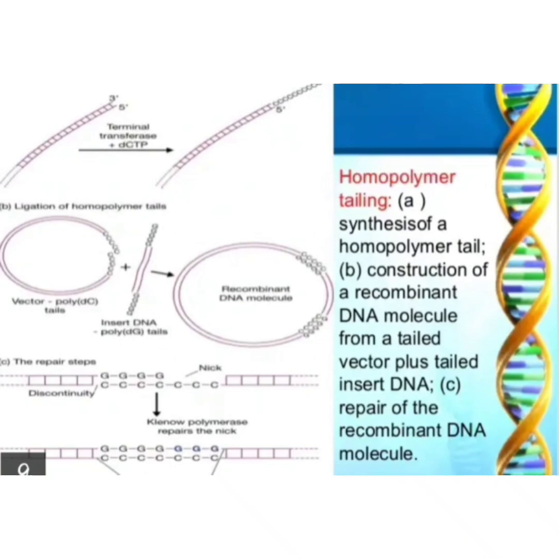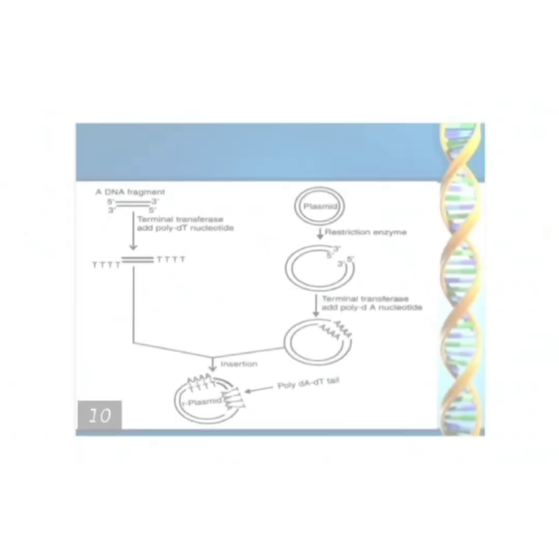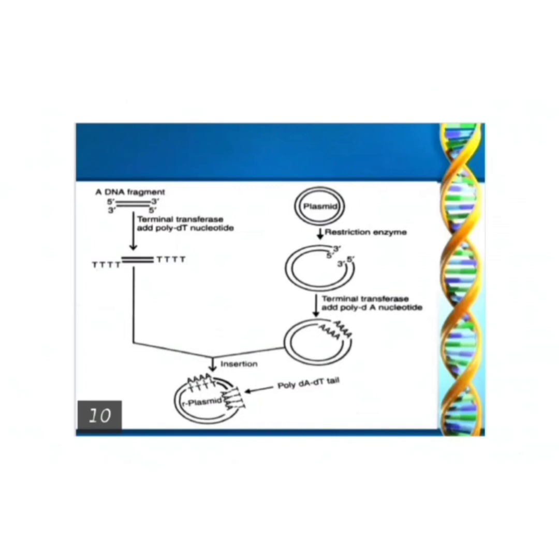Homopolymer tailing. Synthesis of homopolymer tailing. Construction of a recombinant DNA molecule from a tailed vector plus tailed insert DNA. Repair of the recombinant DNA molecule. The enzyme terminal deoxynucleotidyl transferase will catalyze the addition of a string of nucleotides to the 3' end of a DNA fragment.